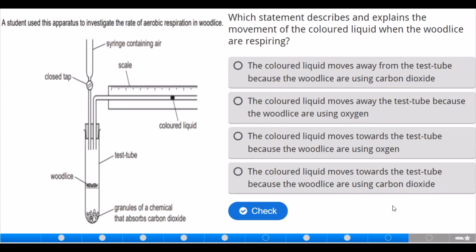Another activity here shows us a test tube with a wood lice and then a colored liquid. And then the question says, which statement describes and explains the movement of the colored liquid when the wood lice are respiring? So the correct statement will be colored liquid moves towards the test tube because the wood lice are using oxygen. Let's check. Yes.